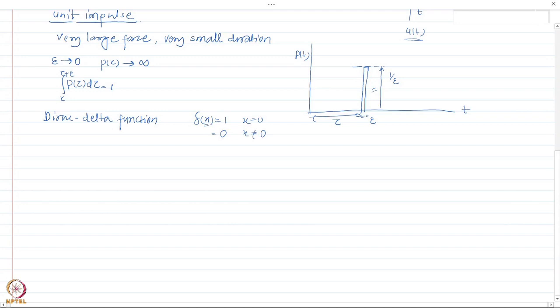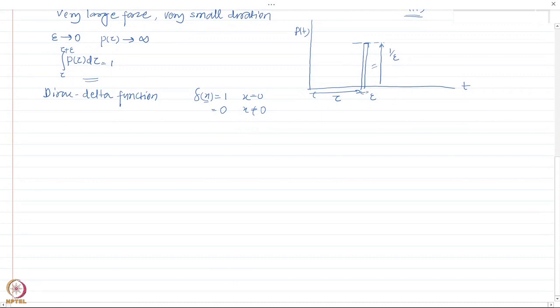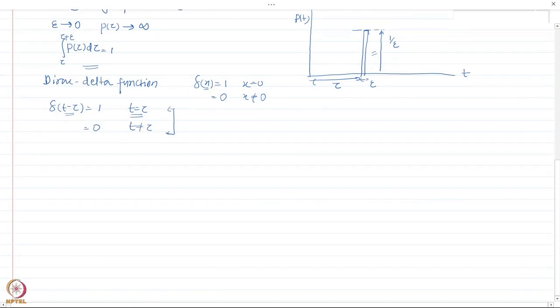Now, for this function, I represent this Dirac delta as delta of t minus tau, so that this function is equal to 1 when t equals tau. When t equals tau, the argument again becomes 0, same thing that we did here. And this is 0 for t not equal to tau. So this is mathematically how we represent a unit impulse.